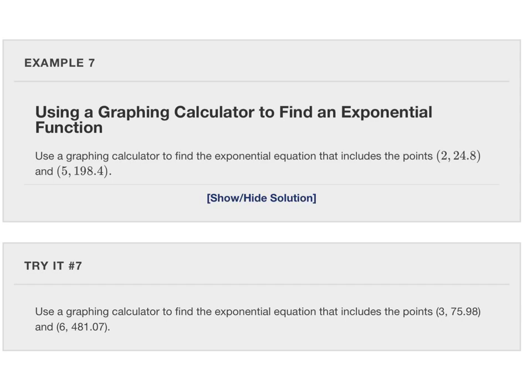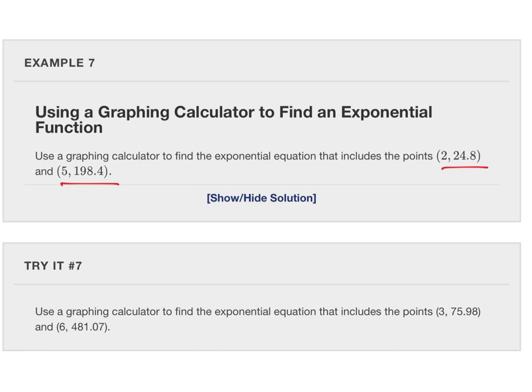Example 7. What I want you to do right now is write these 2 points down. These points are 2, 24.8 and 5, 198.4. It says use a graphing calculator to find the exponential equation. That's what we're going to do when we do our exponential regression. We're finding the equation of the exponential function that goes through these 2 points. Yesterday we did it by hand. We did example 5 and the try it, and we solved it out by hand. And we solved for A and for B. That's not always so pretty with such good numbers. So in this case, that would be a lot harder. Are you following what I'm saying here?